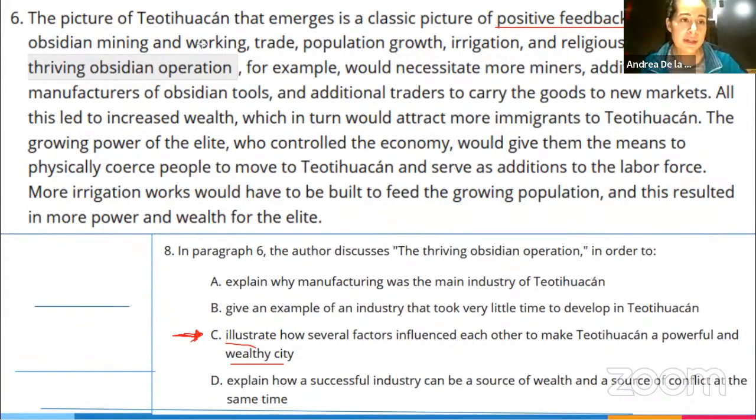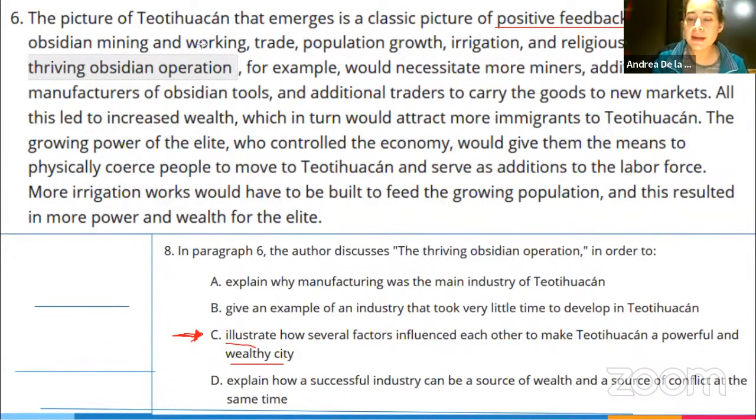So it wasn't only the obsidian that made Teotihuacan a good or a wealthy city. It was that the obsidian and how it related to trade and to population growth and to irrigation and religious tourism. So everything connected made Teotihuacan a powerful city. And that is the idea of this paragraph, to show how the several factors that were mentioned influenced each other, had a positive feedback among each other, positive relationship with each other, to make Teotihuacan a powerful and wealthy city. That is the main idea.